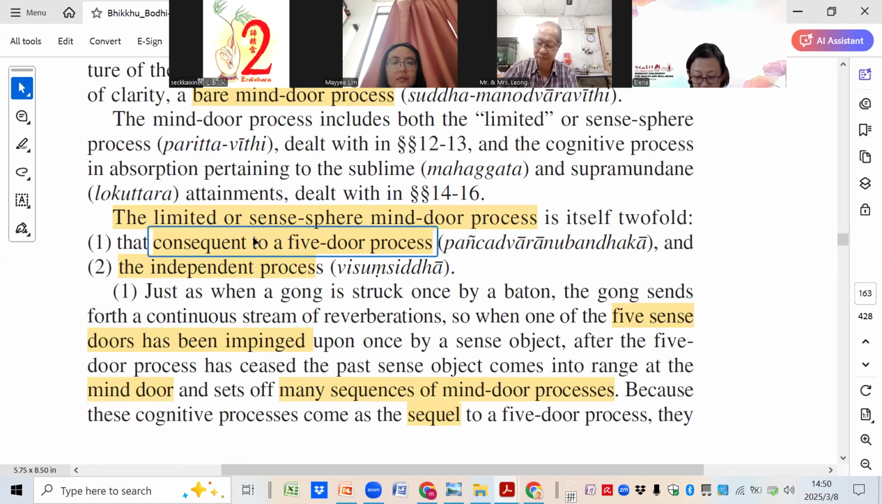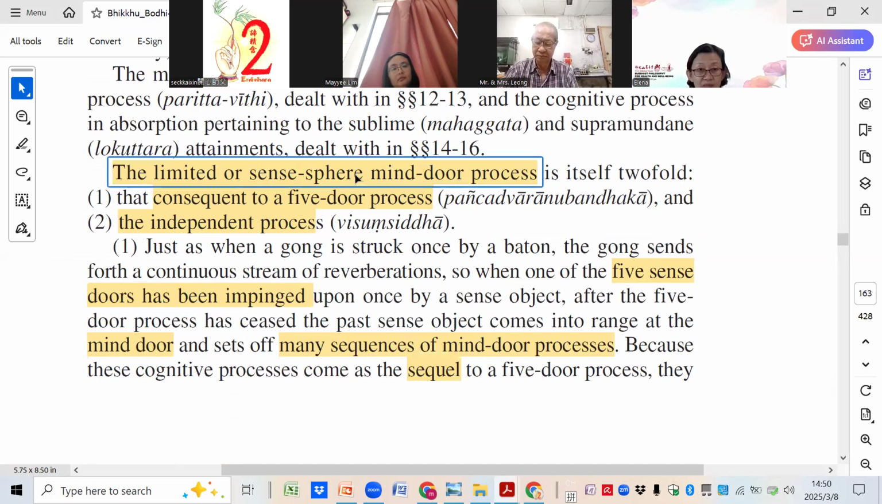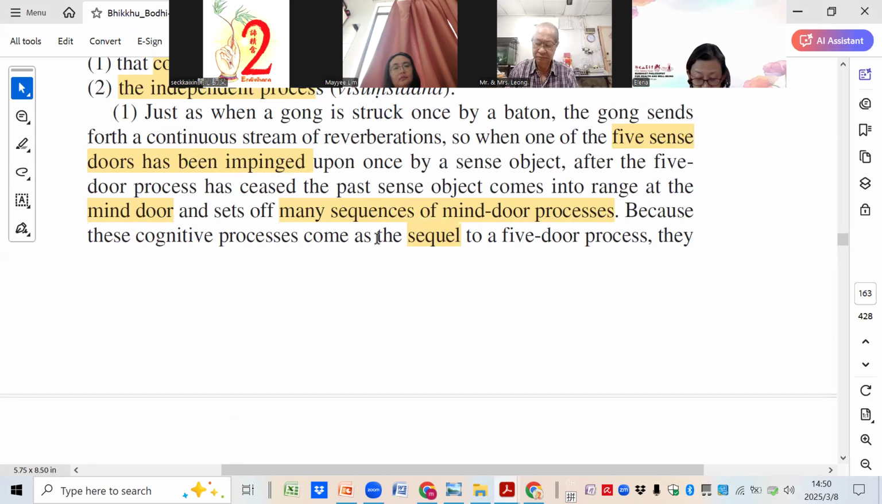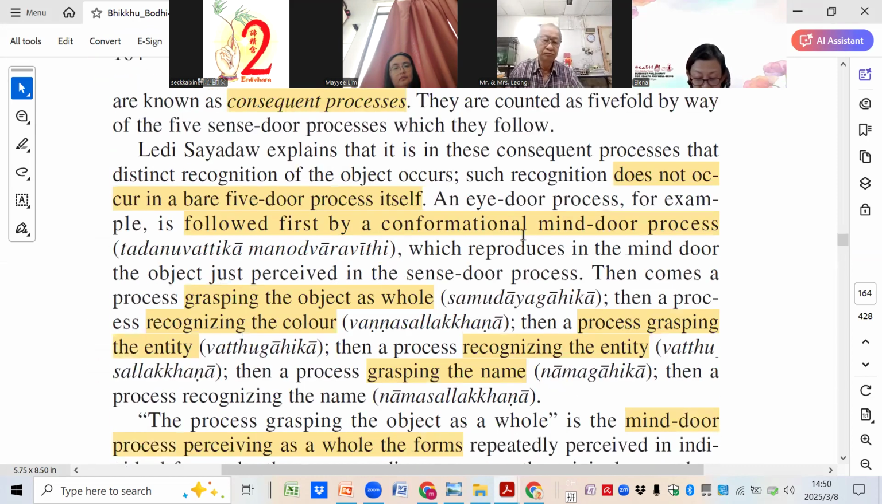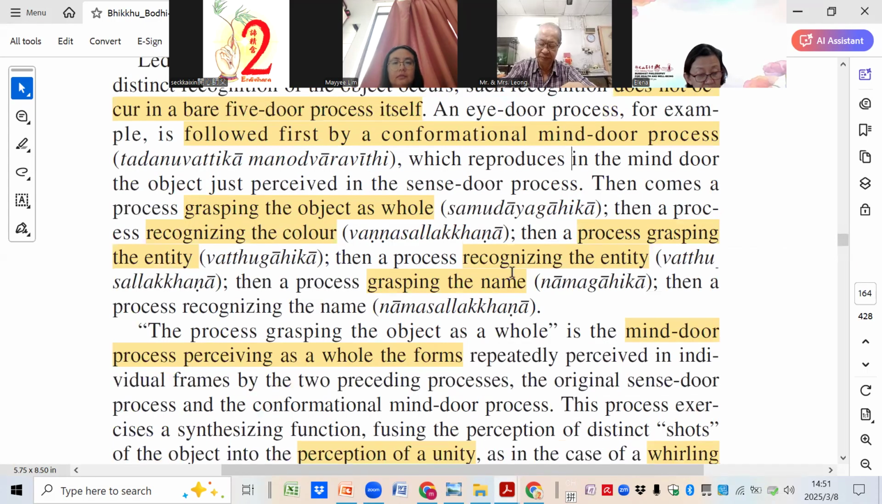Why do we call it limited? Because it involves the sense door and mind door process. Meaning you have to go through the five doors first, and then go through again to the mind door. It doesn't occur in the bare five door itself. The recognition has to go through the eye door first, then continue with the mind door.